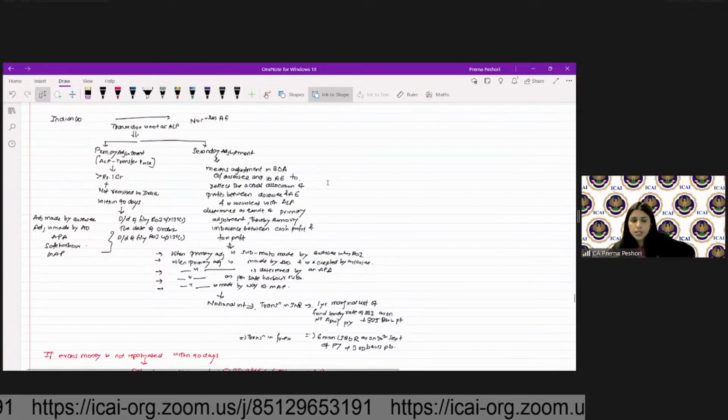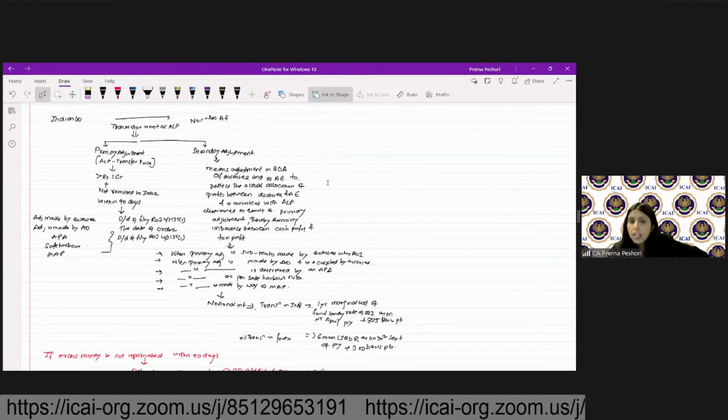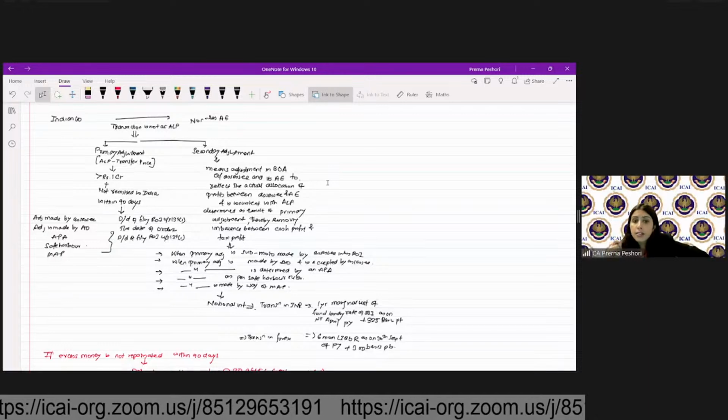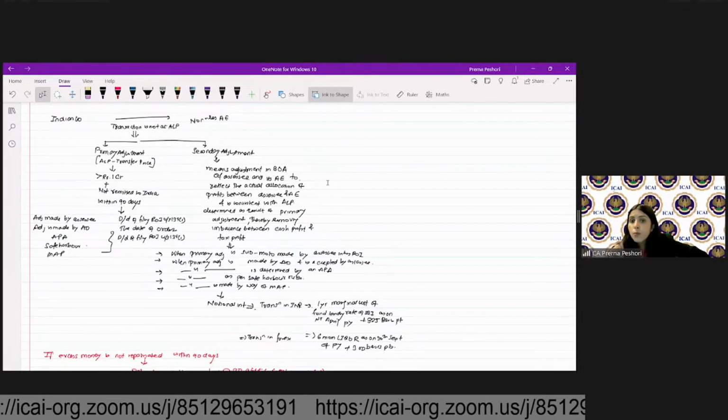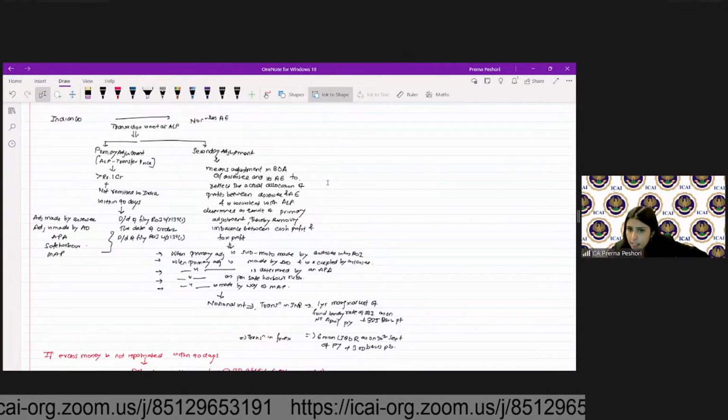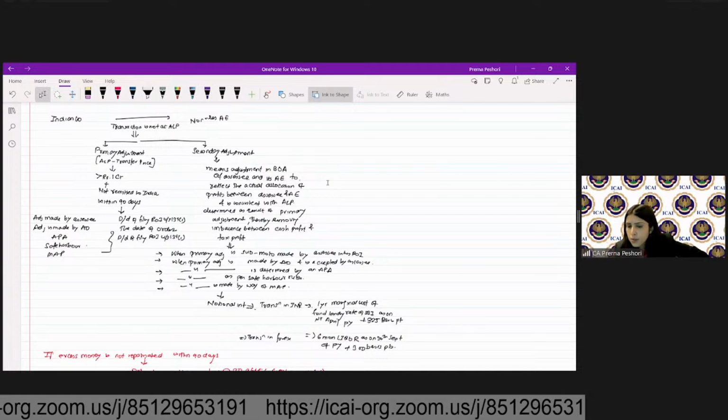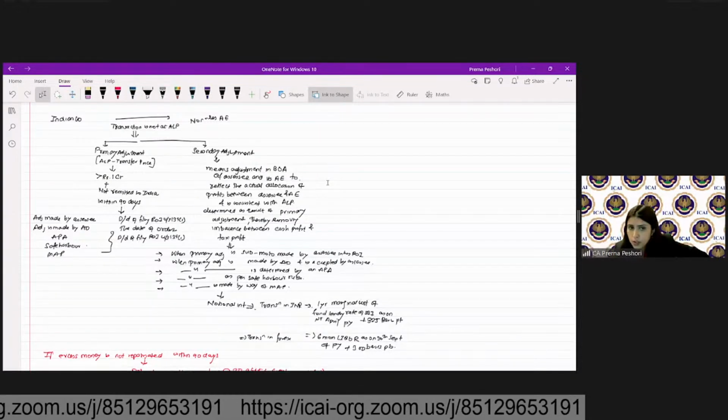Now, the secondary adjustment is basically a notional interest. If the transaction is denominated in INR, then the 1 year marginal cost of funds based lending rate as on the 1st of April plus 325 basis points is taken.